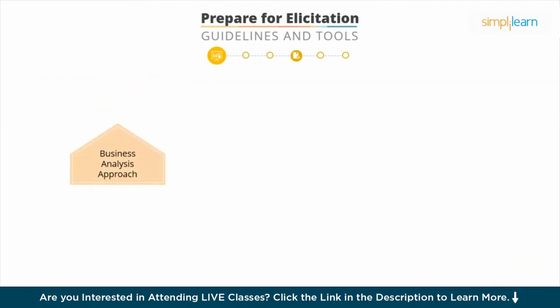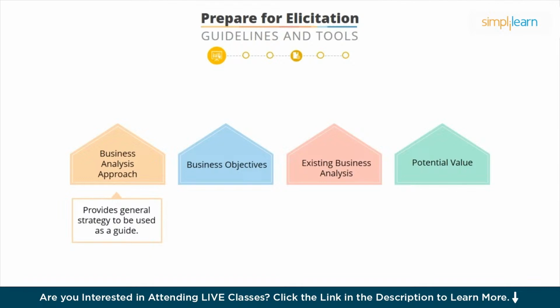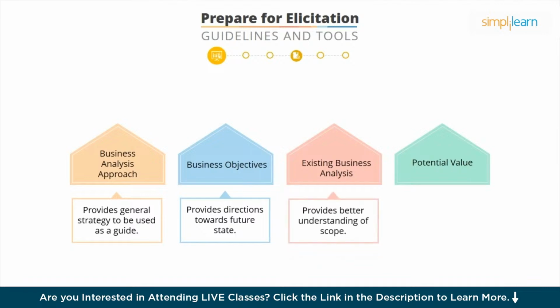In addition to the inputs discussed, business analysis approach, business objectives, existing business analysis information, and potential value are used as guidelines and tools. Business analysis approach provides a general strategy to be used as a guide. Business objectives provide direction towards the future state. Existing business analysis information may provide a better understanding of scope for a specific elicitation session. Potential value describes the value to be realized by implementing the proposed solution.